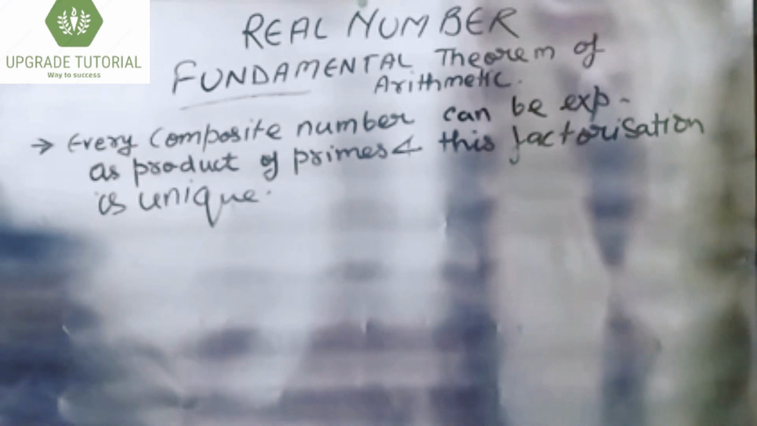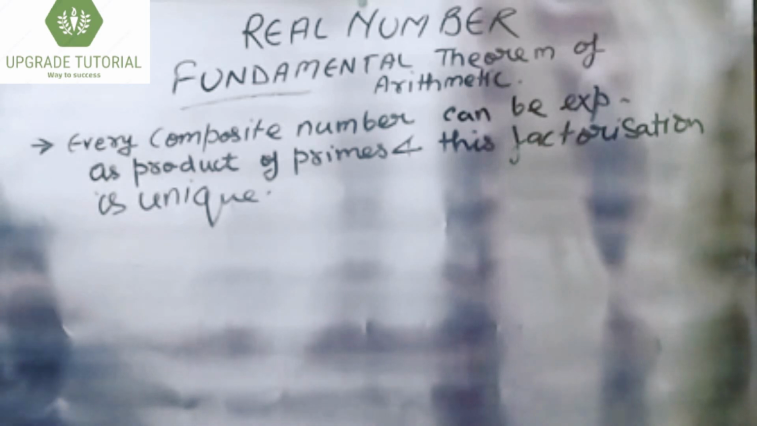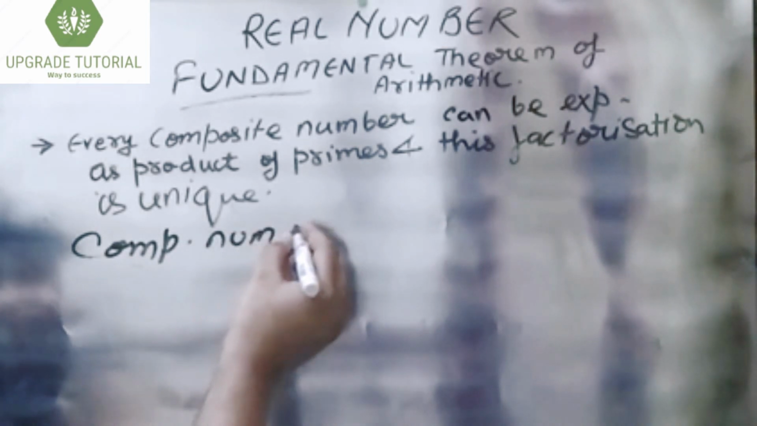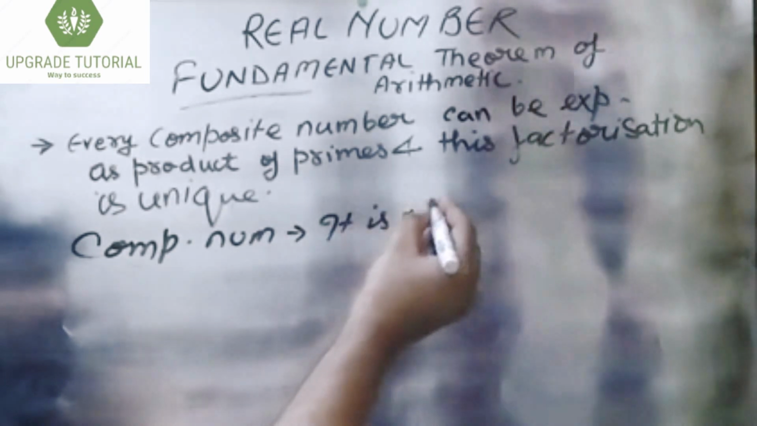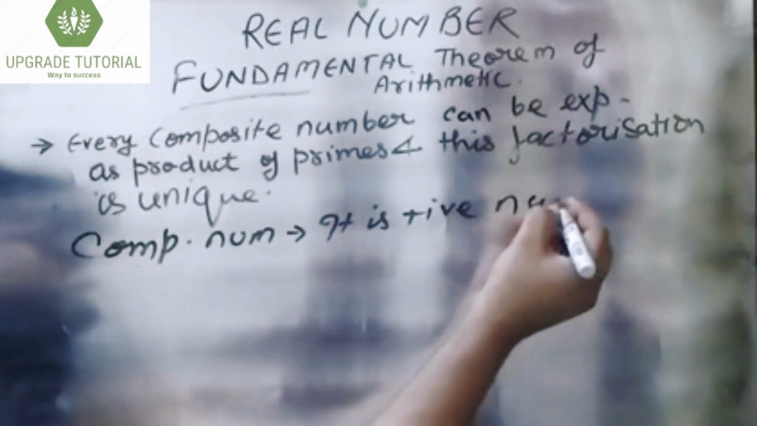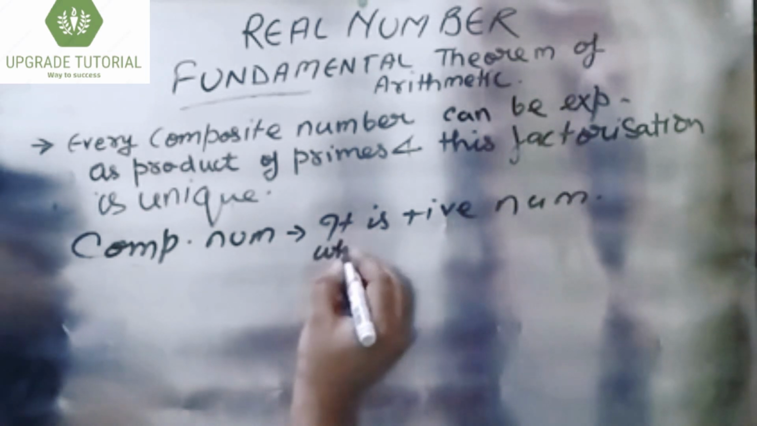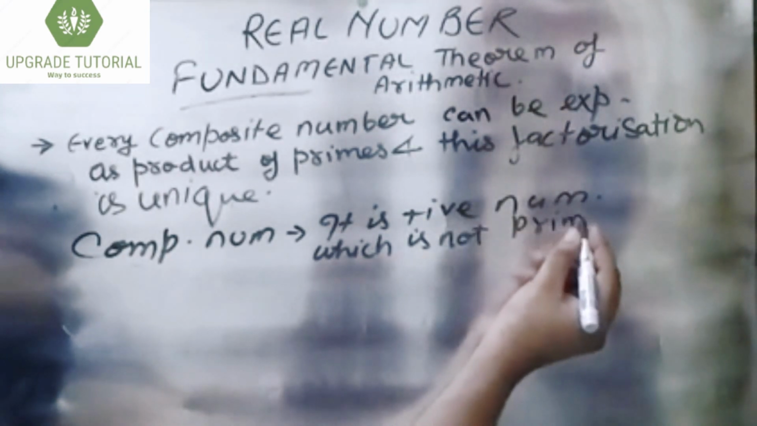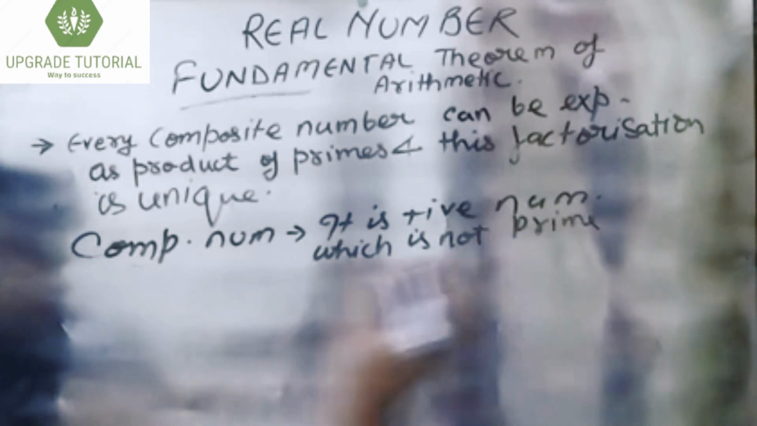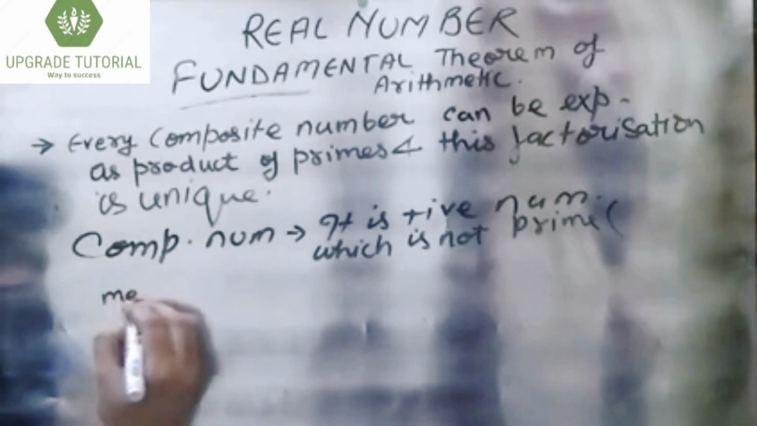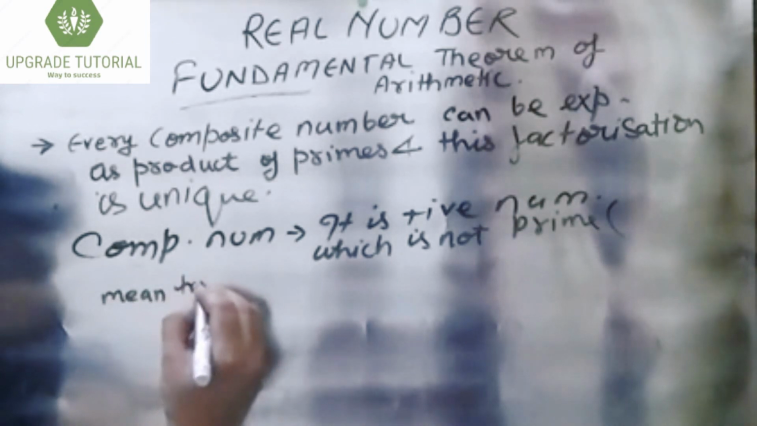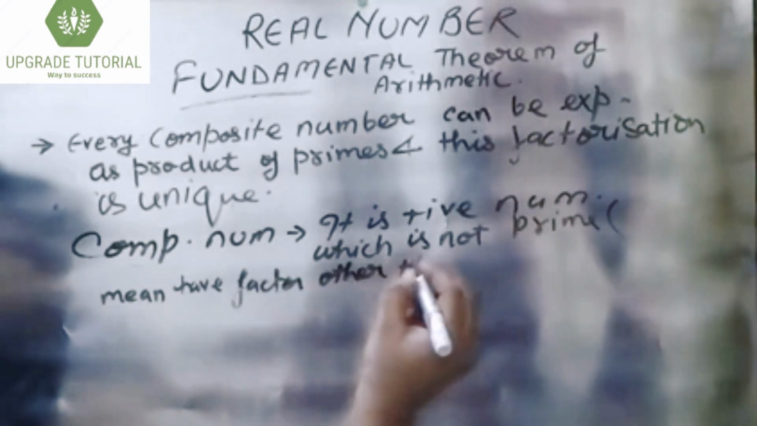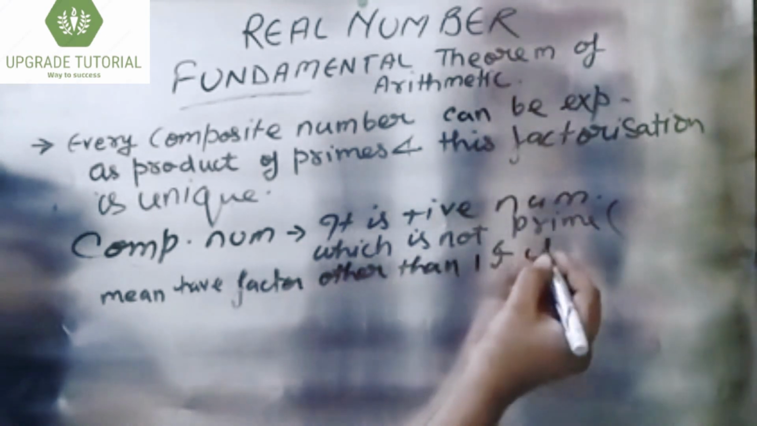So first, what is a composite number? A composite number is a positive number which is not prime, meaning it has a factor other than 1 and itself.